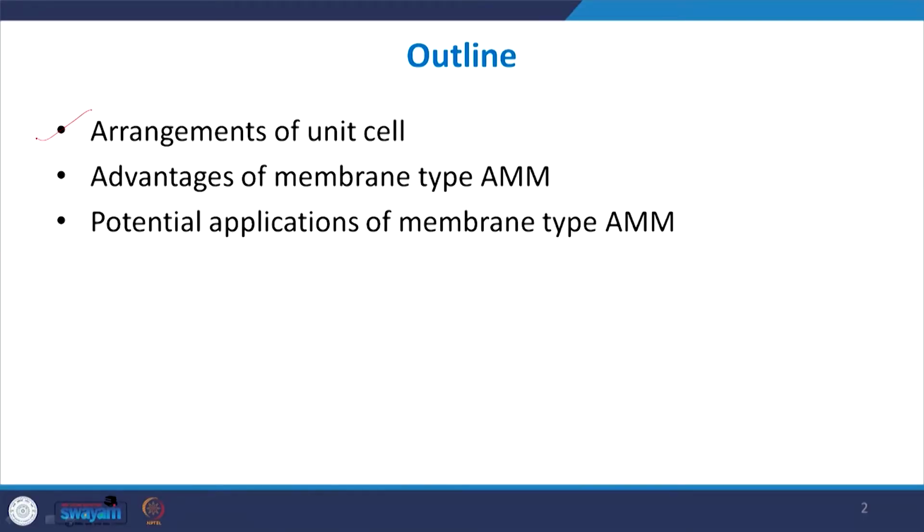So, we have studied the basic principles here, and in this class we will focus more on the applications and the general advantages and disadvantages of these materials. We will begin with how the unit cells are arranged to form a layer of material, to form the metamaterials, and then what the advantages and potential applications of these membrane type acoustic metamaterials are.